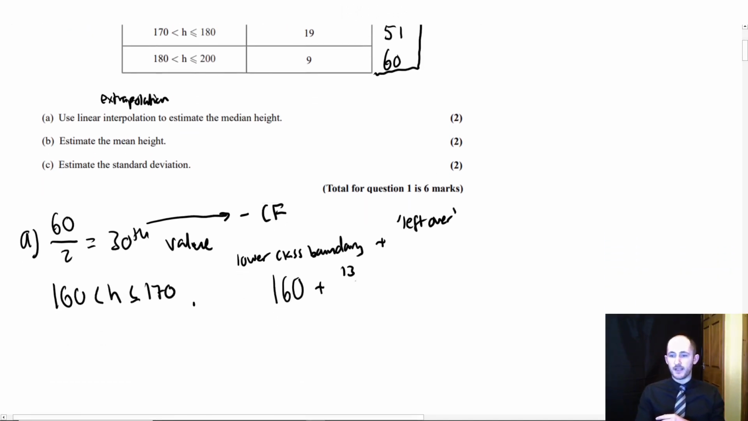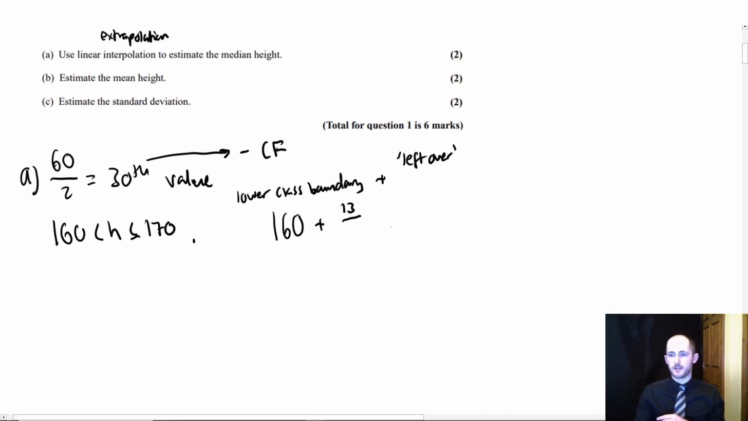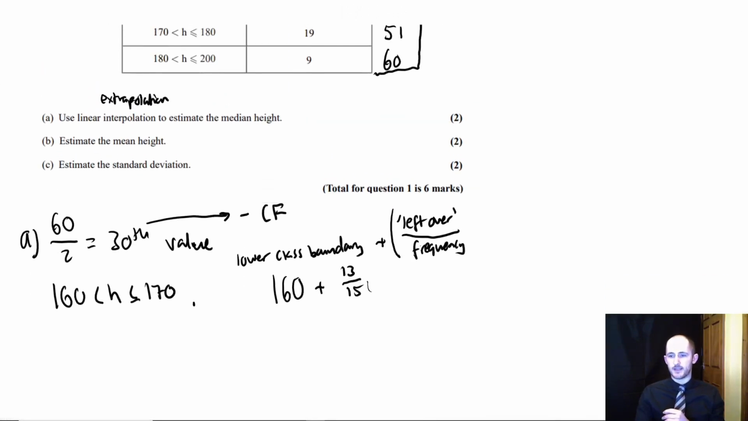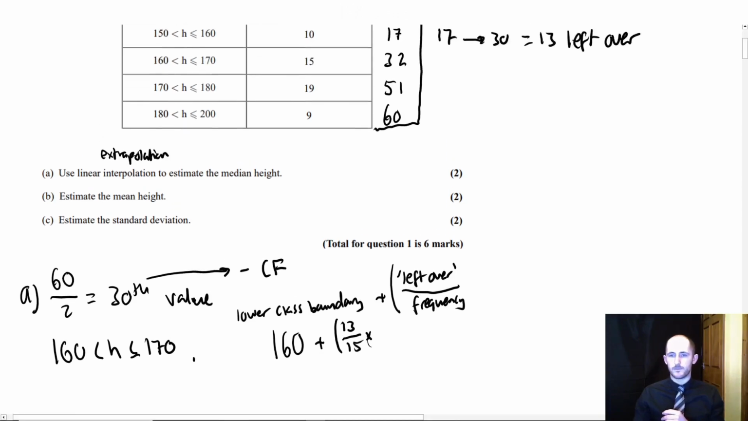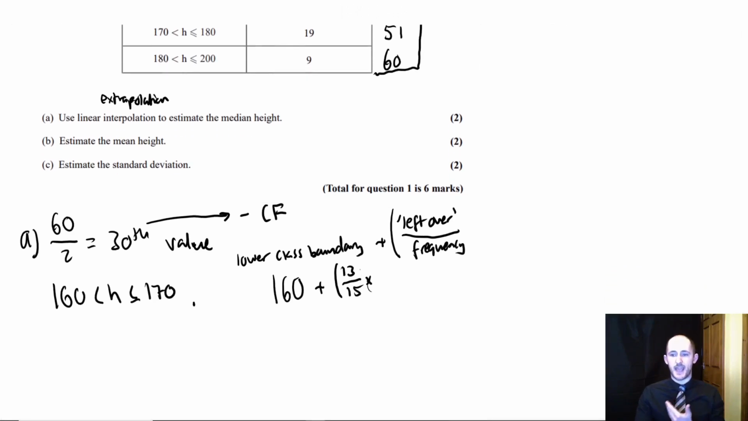And what we do is we divide it by the frequency of that class, 15. And again, that's the frequency of the class we're talking about. Put it in brackets. And then what we do is we times it by the class width. So in this case, the class width here is 160 to 170, so that's going to be a class width of 10, right? 170 minus 160.